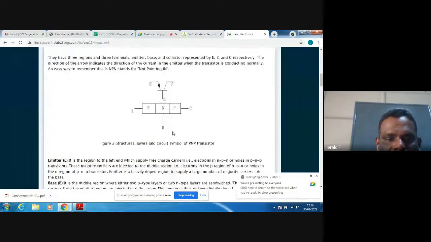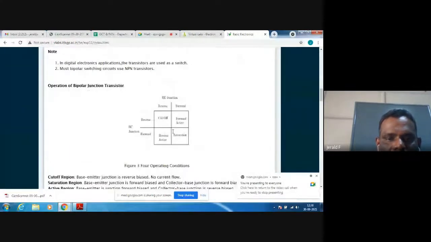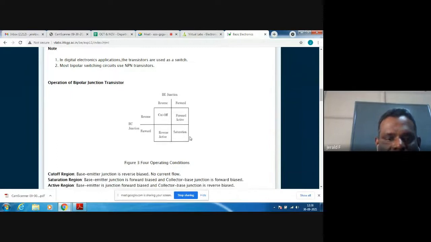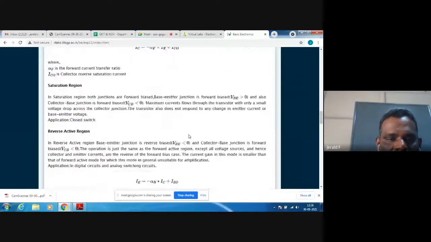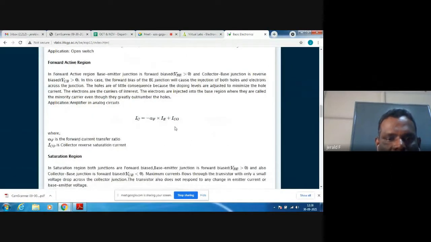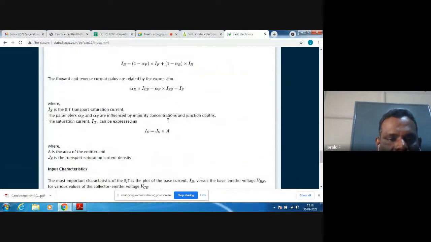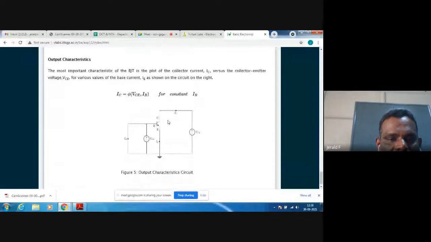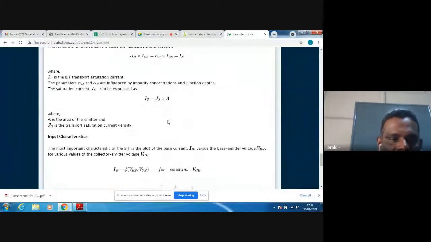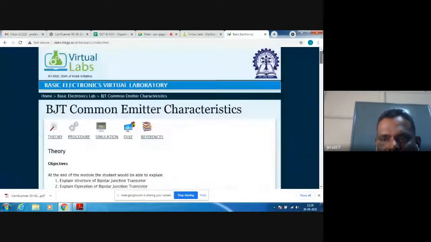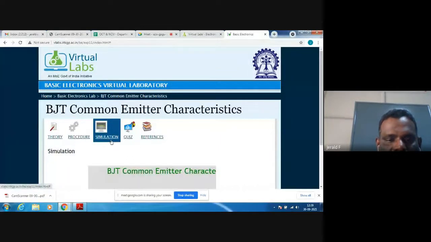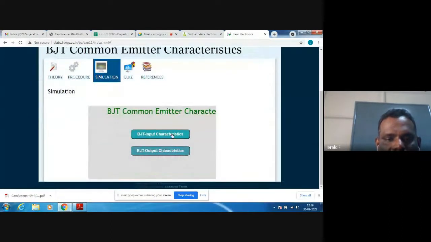What is a PNP transistor? What is an NPN transistor? What are the different regions: cutoff region, saturation region, and active region? Everything is available. What is the forward rate of IC, IB, everything is available in the theoretical part. The input characteristics as well as the output characteristics will be calculated. Next we go to our simulation part. You can go for BJT input characteristics.